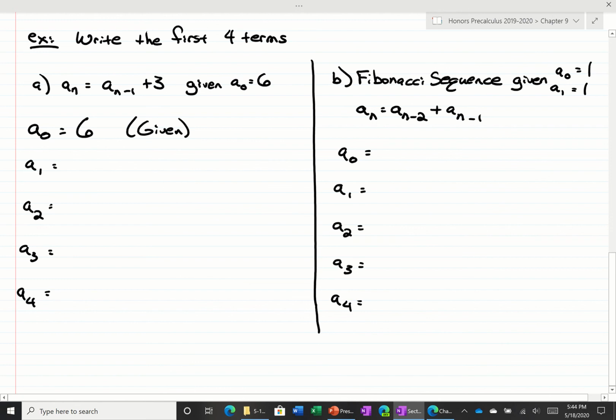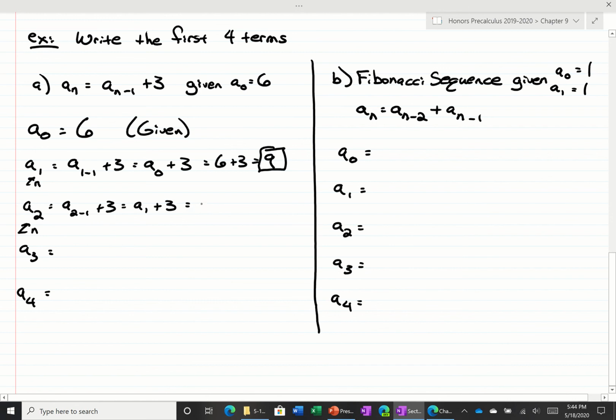To get a sub 1, in this case, n is going to be 1. According to the formula, if n is 1, we're going to use a sub n minus 1 plus 3, or a sub 0 plus 3. A sub 0 is the previous term, which was 6, plus 3, which is 9. For the second one, n is 2. So according to the formula, a sub n minus 1 plus 3 means a sub 1 plus 3, which was the one before this. A sub 1, we just figured out, was 9. 9 plus 3 is 12.